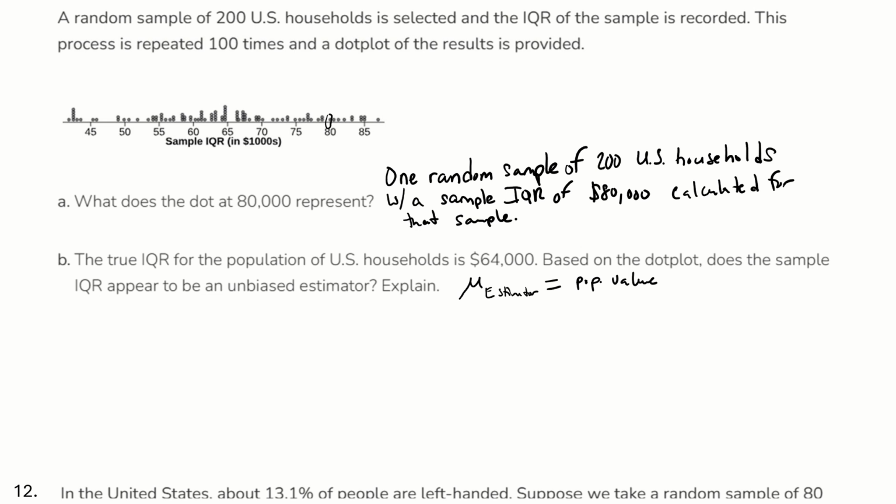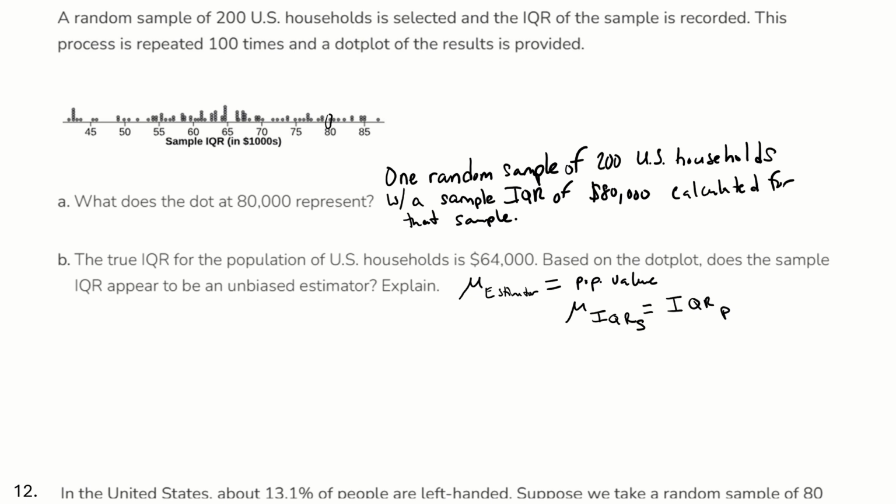Okay, in this case, the population value is the IQR. So we're saying that the mean of the sample IQR, so we'll say IQR S for sample, is equal to the IQR of the population. Okay, we'll say P for population. All right, so that's what makes it an unbiased estimator.